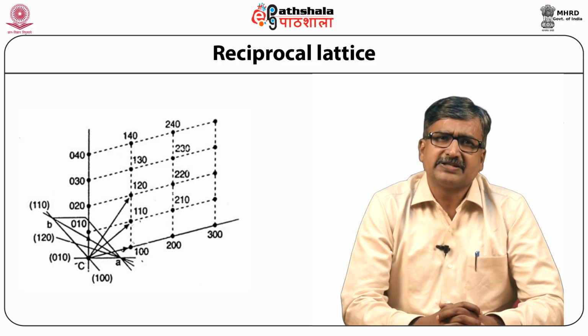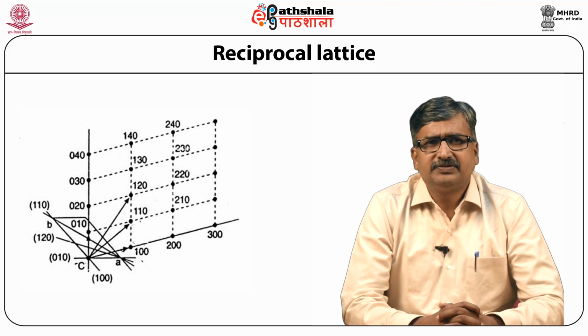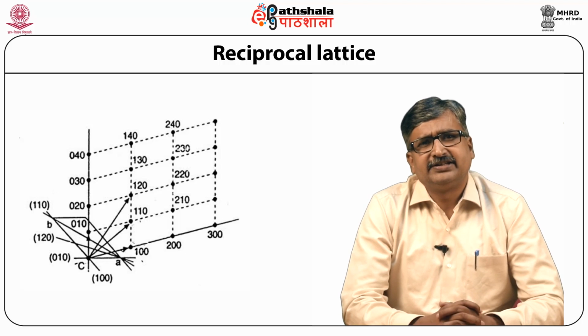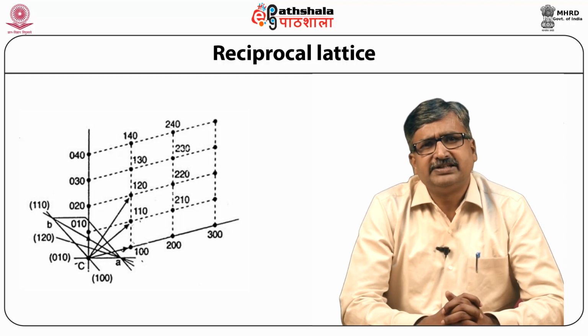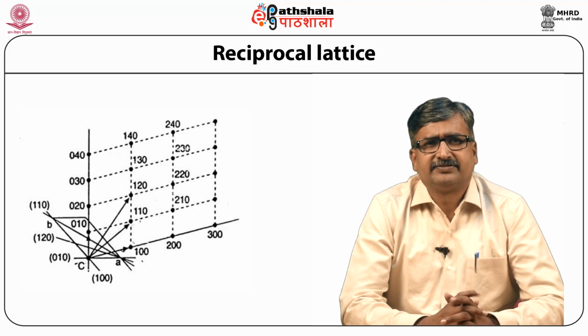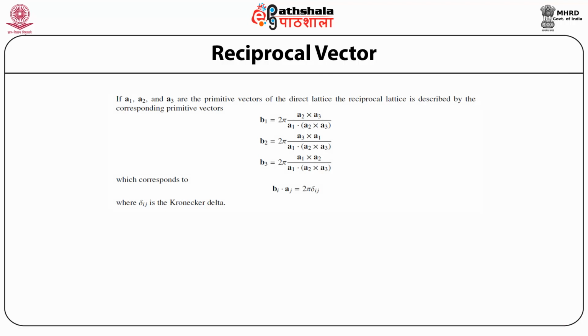The reciprocal space lattice is a set of imaginary points constructed in such a way that the direction of a vector from one point to another coincides with the direction of a normal to the real space planes. The separation of those points, the absolute value of the vector, is equal to the reciprocal of the real interplanar distance. Now let us discuss the reciprocal vector.